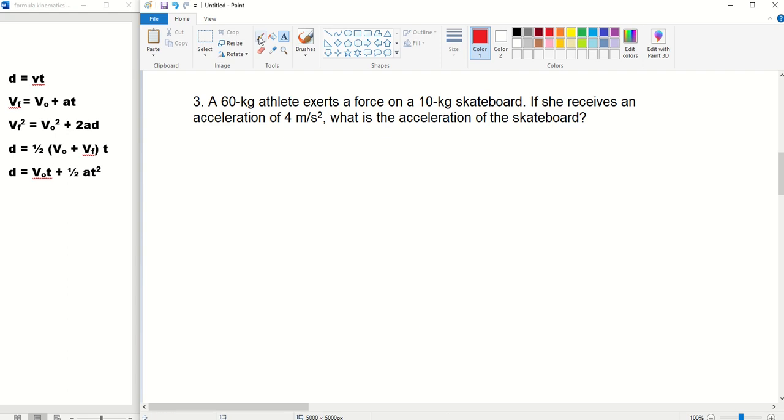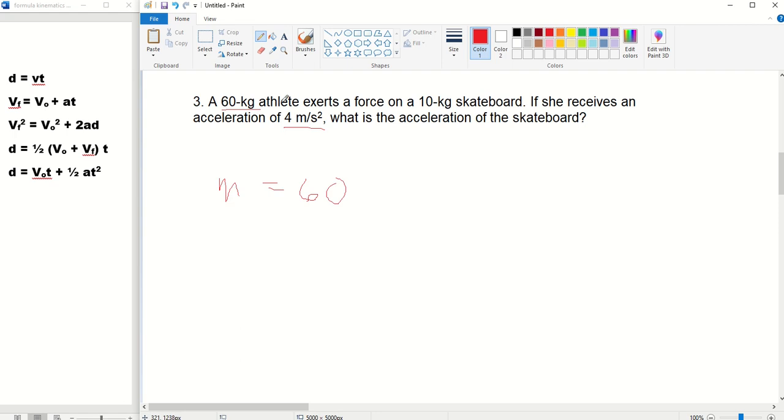Third problem. So, sabi dito, a 60 kg athlete exerts a force on a 10 kg skateboard. So, if she receives an acceleration of 4 meters per squared second, what is the acceleration of the skateboard? So, una, meron tayong 60 kg athlete. So, pwede natin gamitin yan for mass, 60. And then, meron tayong acceleration of 4 meters per squared second. Ito yung acceleration ng athlete.